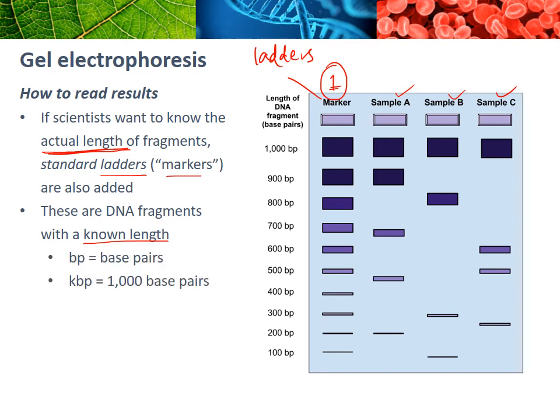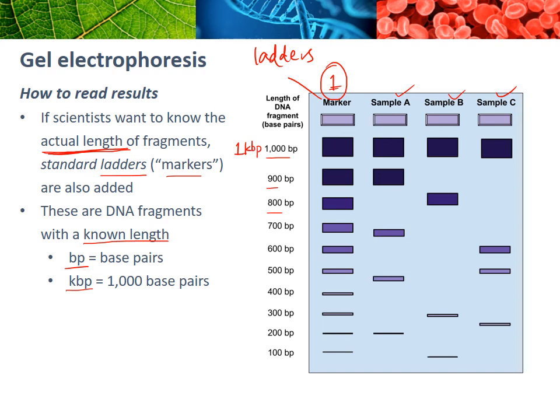The way that is measured is either as BP, which means base pairs. So you can see here we've got 1,000 base pairs, 900 base pairs, 800 base pairs, and so forth. Or if they're really big sections of DNA, they might be measured as KBP, which is 1,000 base pairs. So up here, basically, that would be 1 KBP.